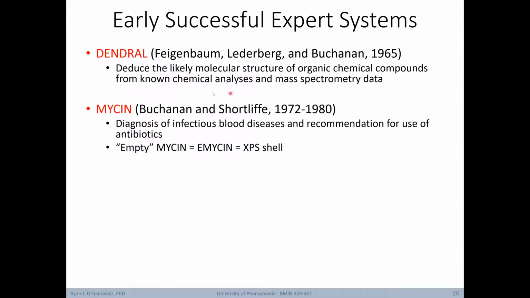Another subsequent famous expert system is MYCIN, developed by Buchanan and Shortliffe between 1972 and 1980. This system focused on the diagnosis of infectious blood diseases and a recommendation for the use of antibiotics. This work also led to one of the first expert system shells, which was called EMYCIN.